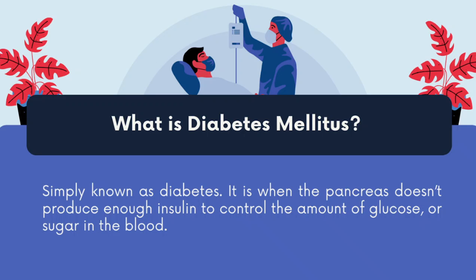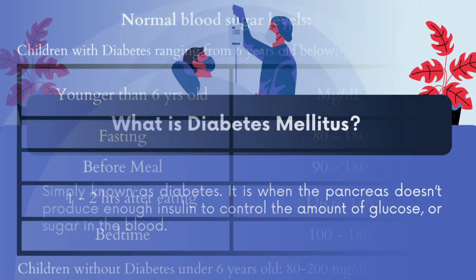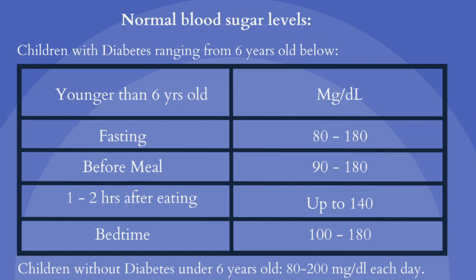So here we will present the normal blood sugar levels. Blood sugar levels differ for different age ranges and time of the day. These are the normal blood sugar levels of different age groups, and those that are in the table are the levels of age groups with diabetes. So you can just read through this to see the difference.